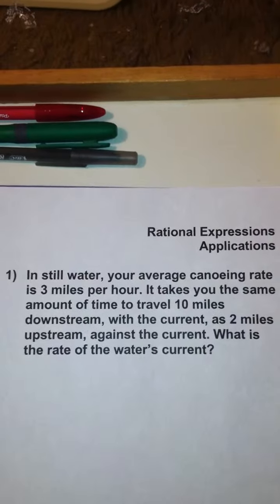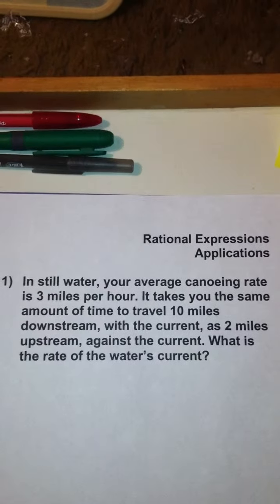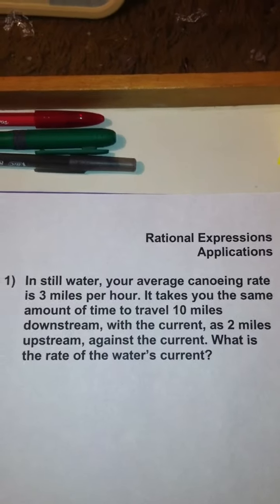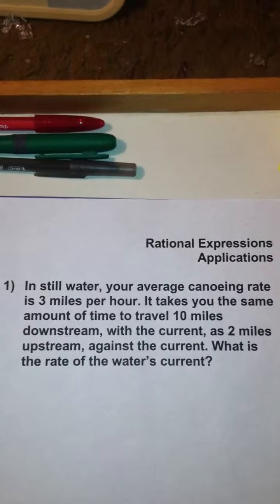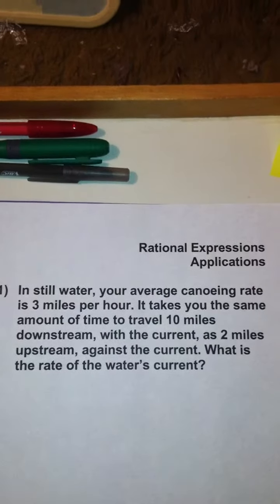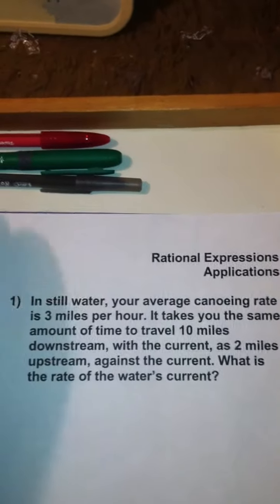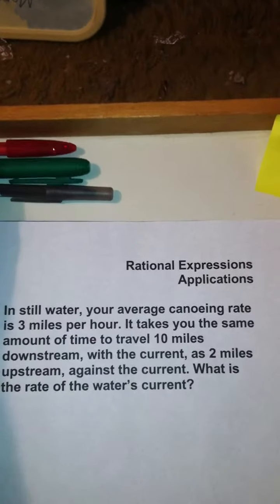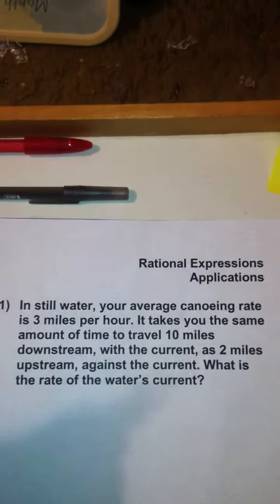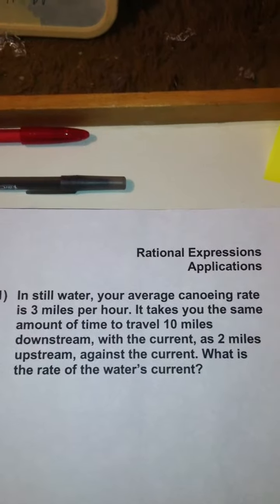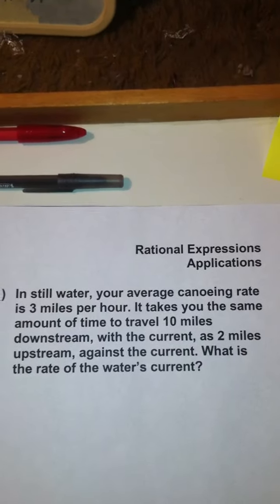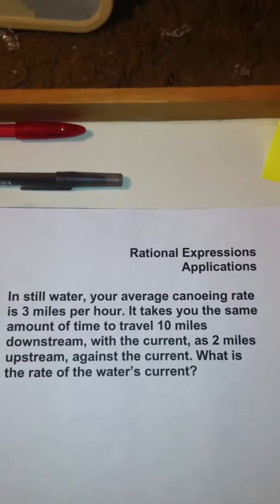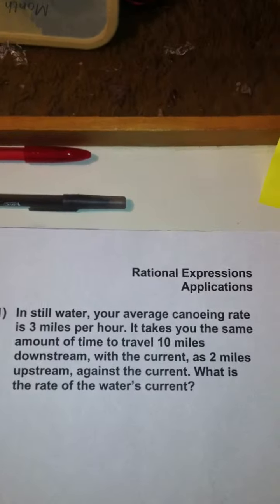Let's look at a few word problems that involve rational expressions or mostly rational equations. First question, in still water, your average canoeing rate is 3 miles per hour. It takes you the same amount of time to travel 10 miles downstream with the current as 2 miles upstream against the current. What is the rate of the water's current?